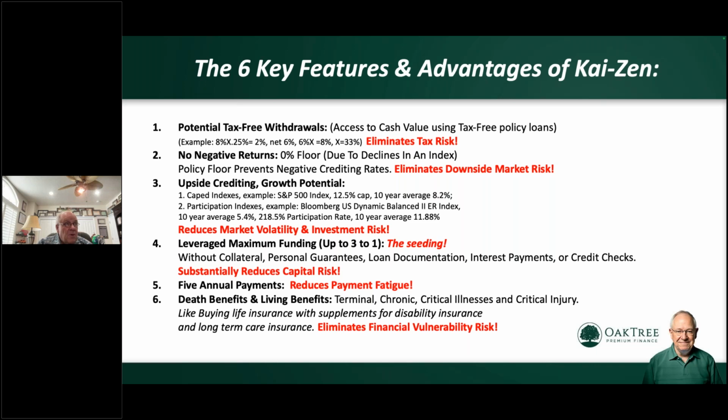Number 2, no negative returns, 0 floor due to a declining index. Again, with Index Universal Life, you have a floor of 0. You can't lose. No negative years. It eliminates downside market risk.